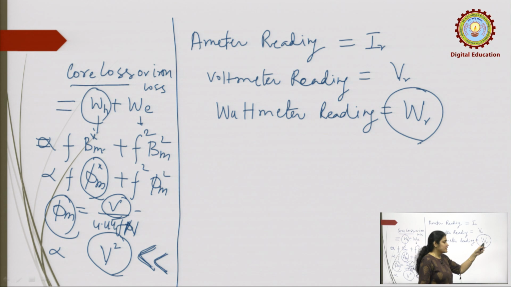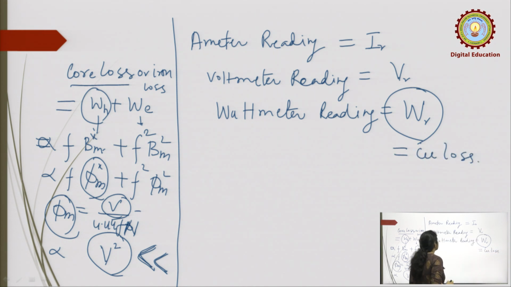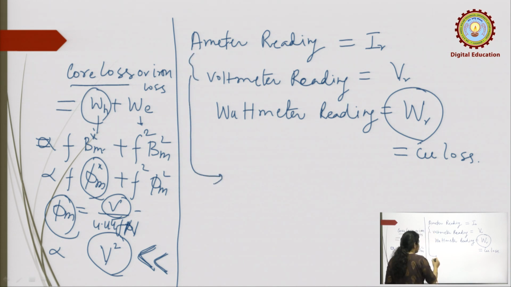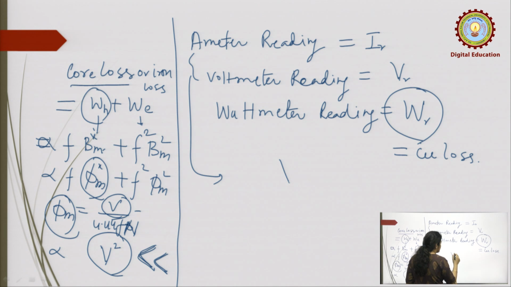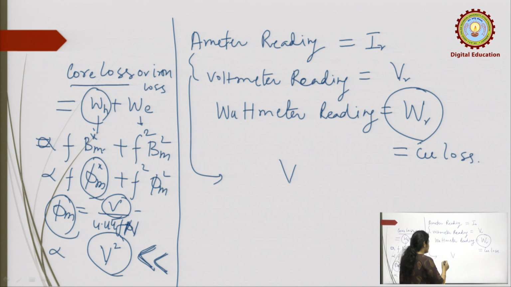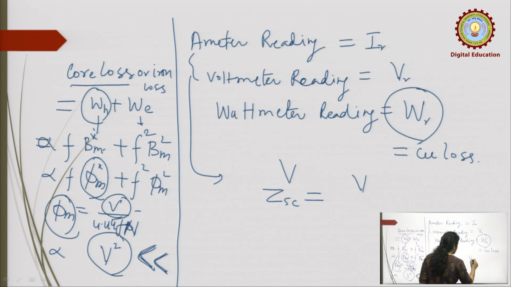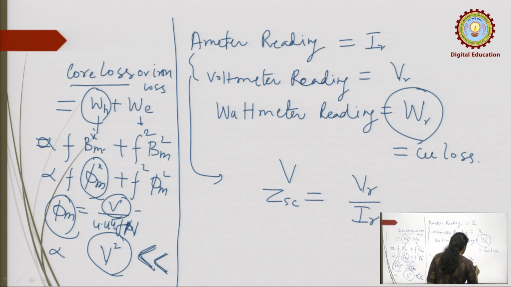So, this power is consumed only by the copper loss, because copper loss is the I squared R loss and I is the rated current. So, the copper loss has some meaningful value. So, this wattmeter gives you the copper loss, okay. And from that, with this R, you can find the short circuit impedance, Z, with this, okay.